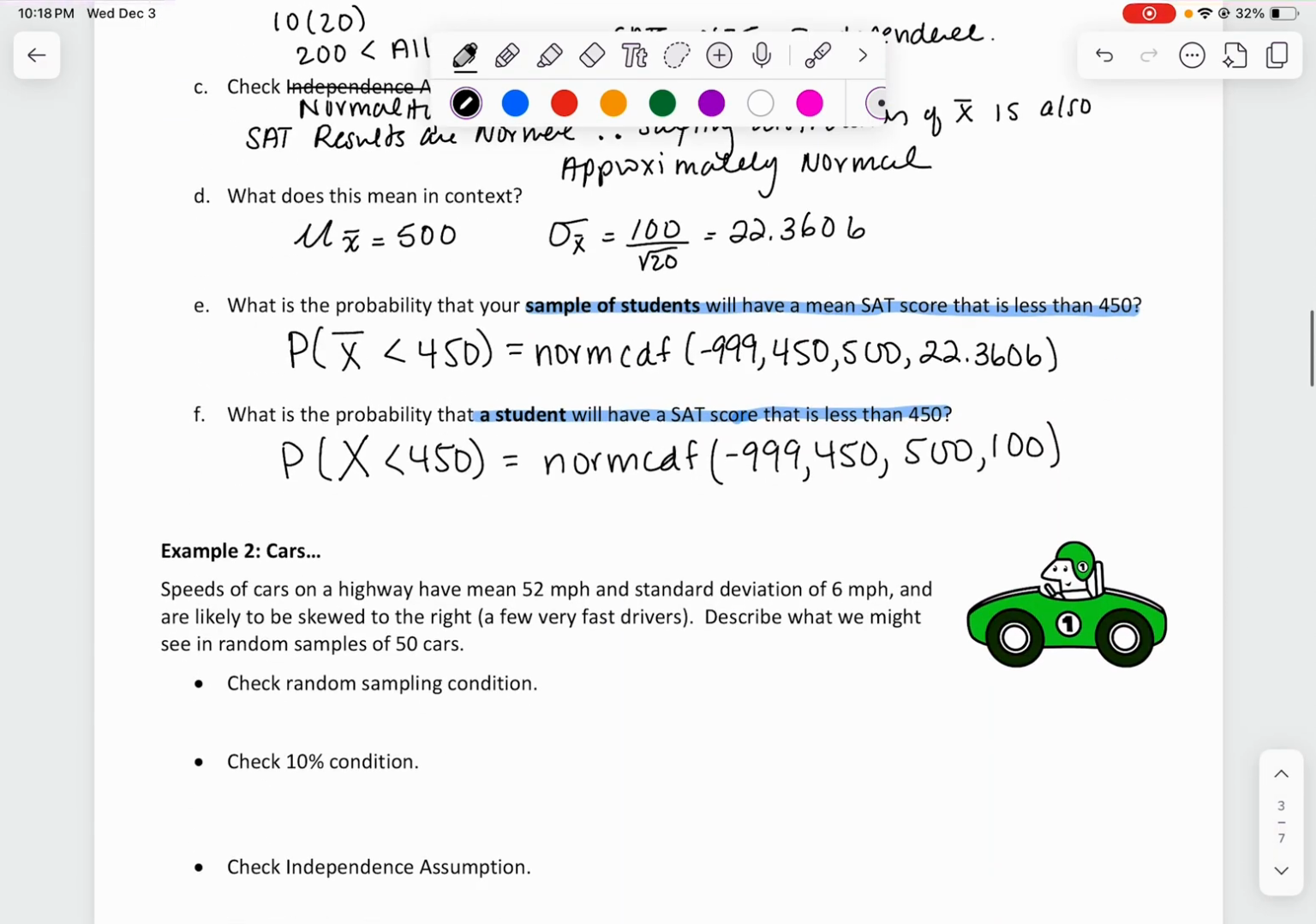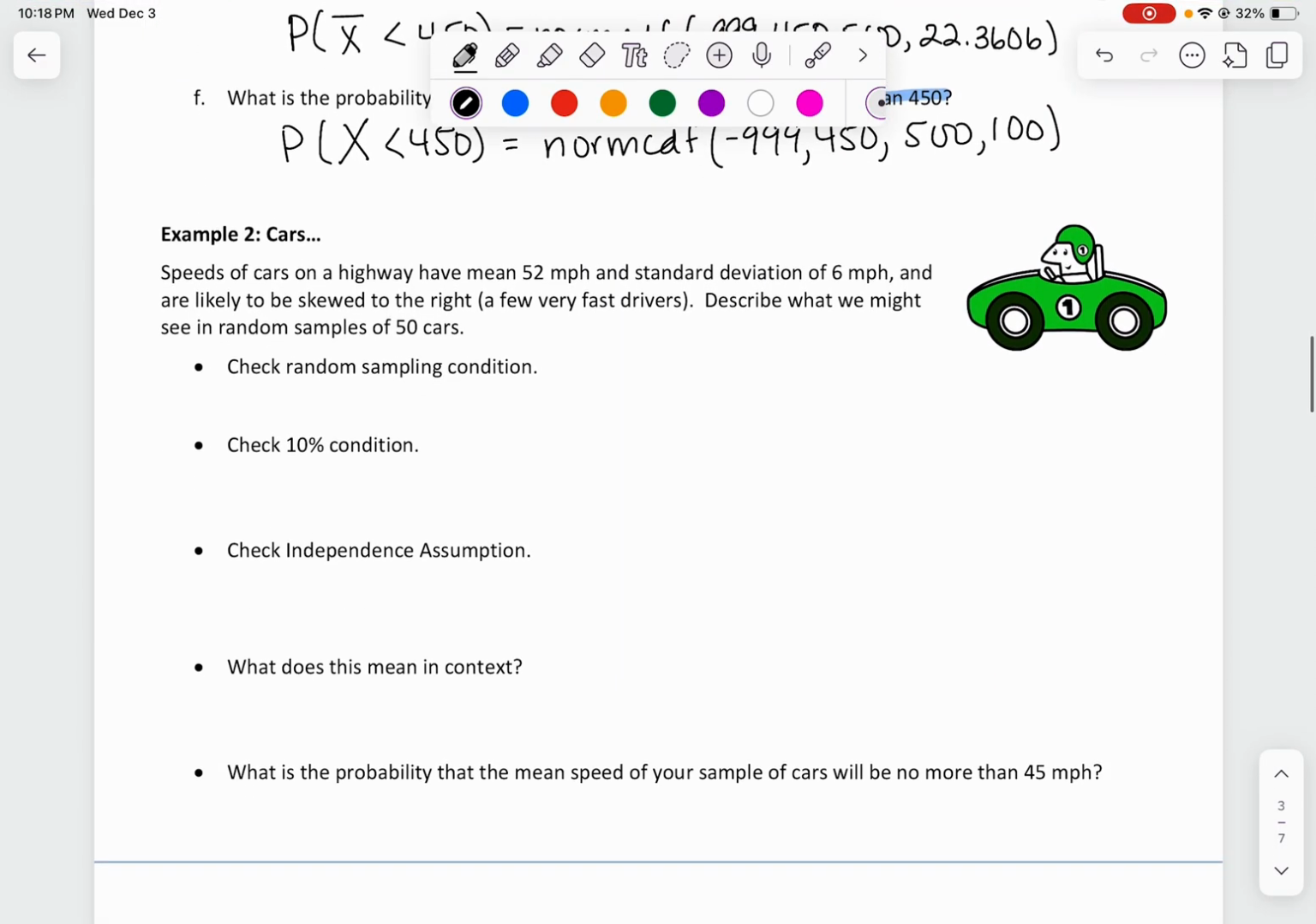So why don't you take a second, pause the video here, and try example 2. Remember, you're checking your simple random sample, your independence, and then your normality.